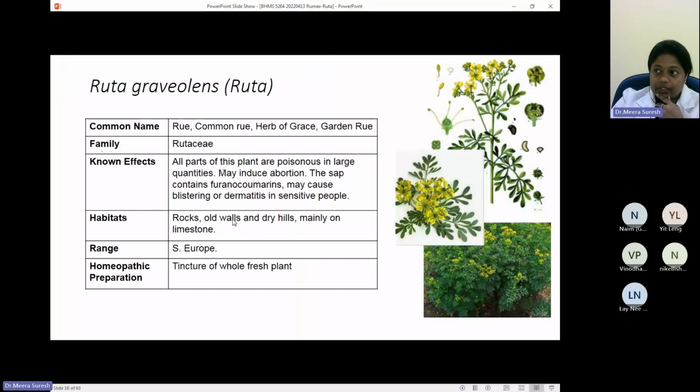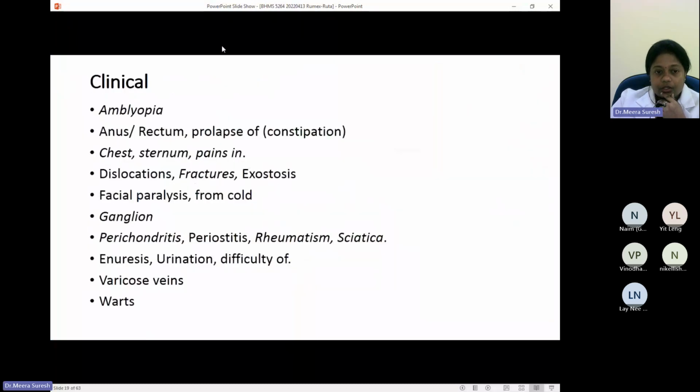And then we see in rheumatism also, much similar, Ruta and Rhus tox. Sometimes a comparison can be asked like that, Ruta and Rhus tox. Tincture of whole fresh plant is the homeopathic preparation. So all these symptoms, oh, this one I forgot.